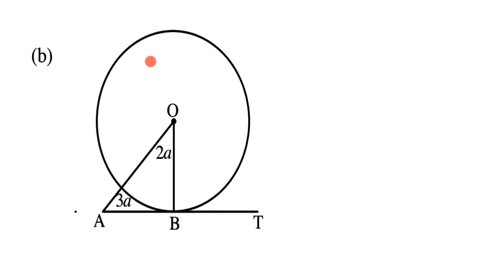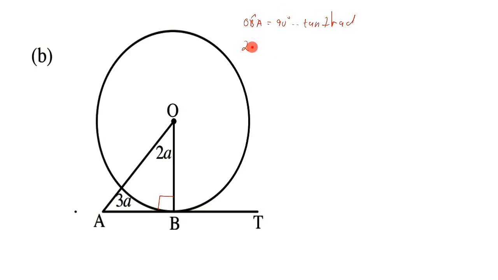Now let's move to B. Okay, in B, we can see a similar situation, OB radius and ABT tangent. So radius is perpendicular to the tangent. We have our 90 degrees there. So now we can say angle OBA is equal to 90 degrees. Remember, you must always offer a reason. Then tan perpendicular to radius.